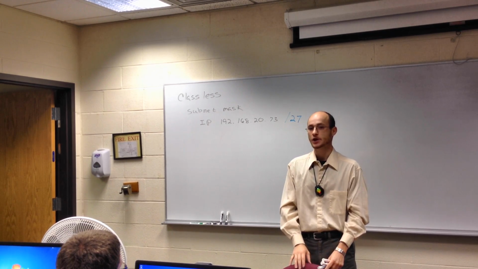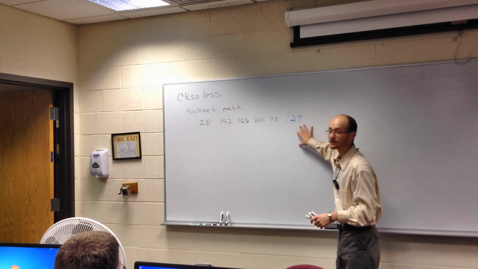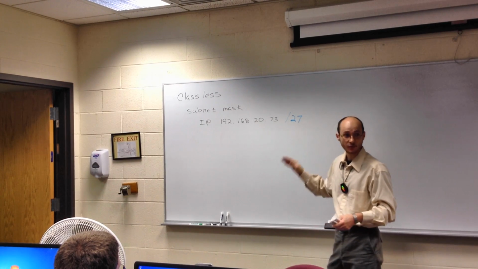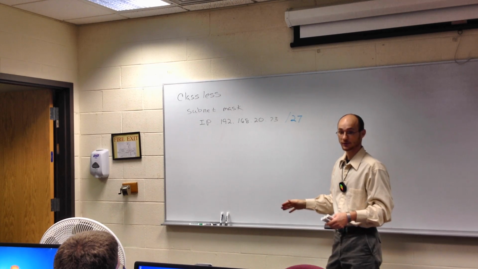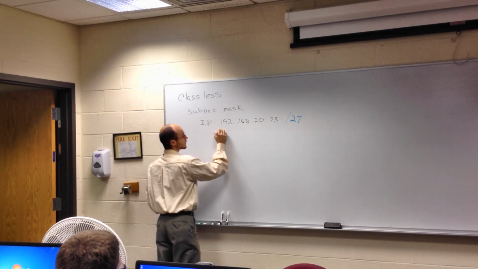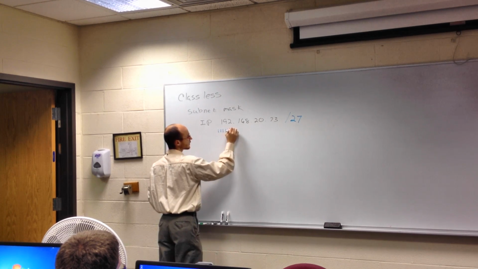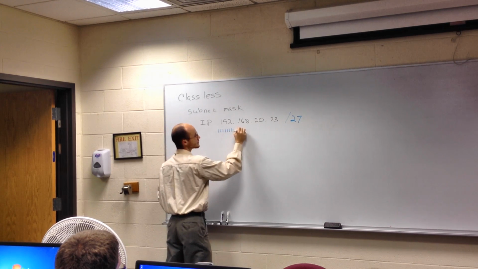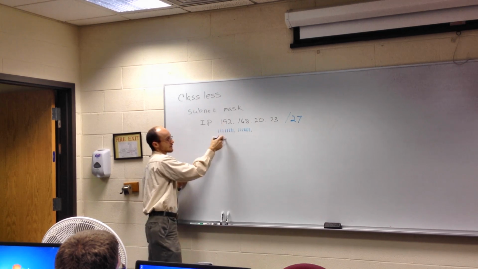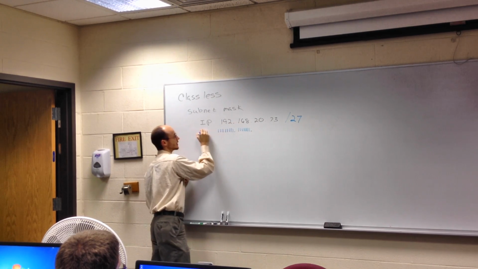Okay? The reason why I like the network length prefix is because that tells me that I have 27 ones to work with. So it tells me 1, 2, 3, 4, 5, 6, 7, 8. 1, 2, 3, 4, 5, 6, 7, 8. Do you see that? This is for the first octet. This is for the next octet.